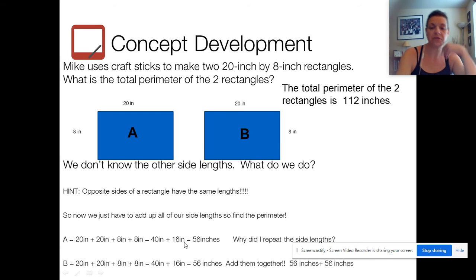So the biggest thing you need to remember here is that the opposite sides are equal length. So 20 and 20 and 8 and 8. So that's going to help you later, okay? All right, moving on. You remember you can always come back to this and rewatch it.